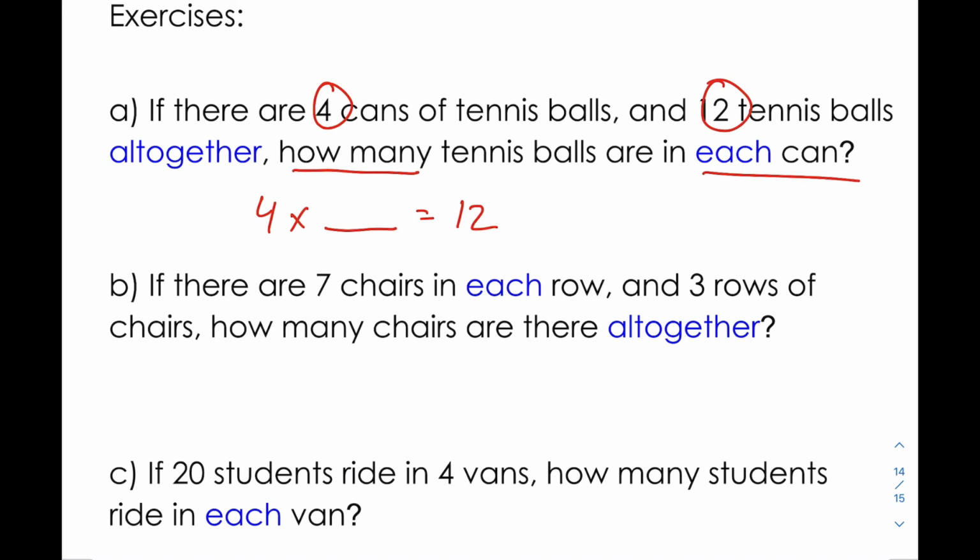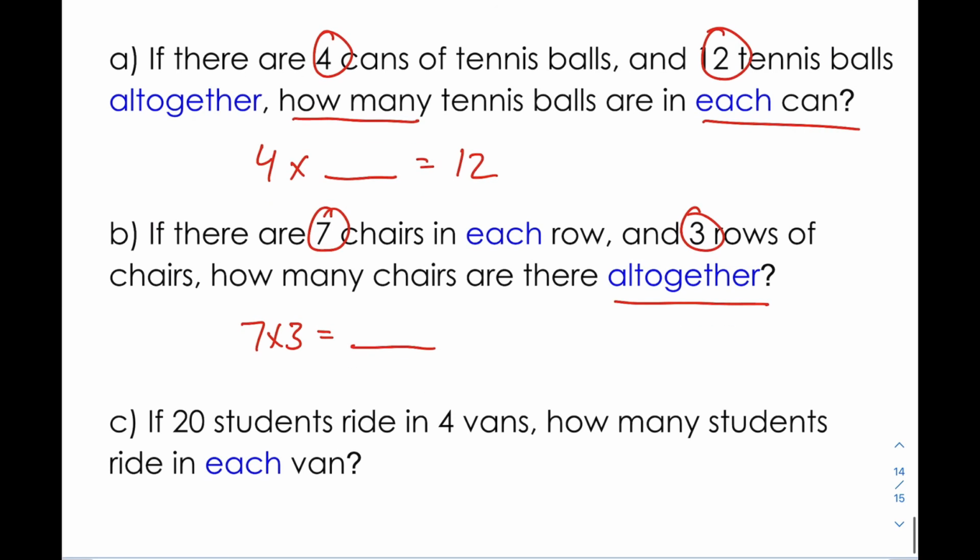If there are 7 chairs in each row and 3 rows of chairs, how many chairs altogether? So we need to know altogether. We know 7 in each row, 3 rows, so 7 times 3 is equal to blank. How many altogether? If 20 students ride in 4 vans, how many ride in each van? So 20 altogether. We have 4 vans, but we don't know how many in each van. So that's the missing question. That's the information we have.